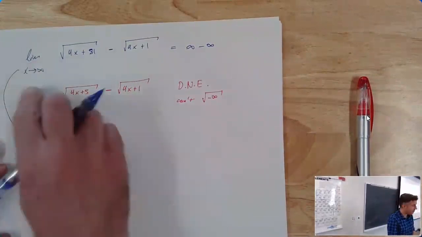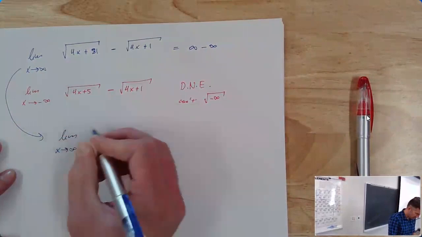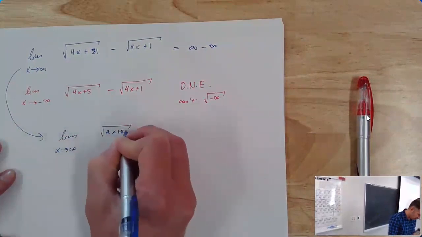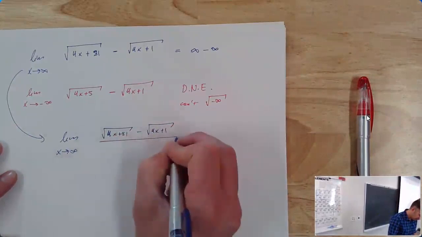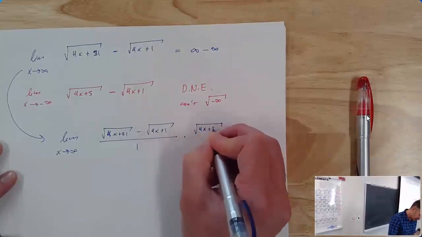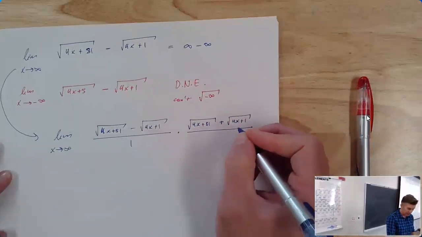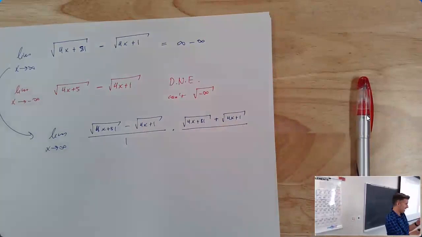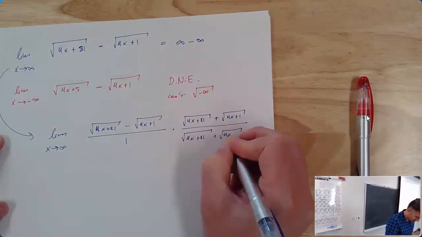So same attack plan here. Multiply by the conjugate. The limit as x goes to infinity of the square root of 4x plus 81 minus the square root of 4x plus 1, all over 1, times the conjugate, the square root of 4x plus 81 plus the square root of 4x plus 1. I should emphasize when you're talking about the conjugate, it's the same exact expression, just the sign connecting the two pieces changes from negative to positive or positive to negative. Everything else stays the same. Same deal down here, the square root of 4x plus 81 plus the square root of 4x plus 1.